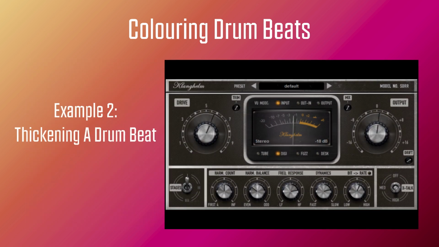In the second example, I'm using Klanghelm's SDRR plugin to highlight all the individual drum elements whilst thickening and rounding the overall body of a drum beat. Here is the dry version. And now the processed version.